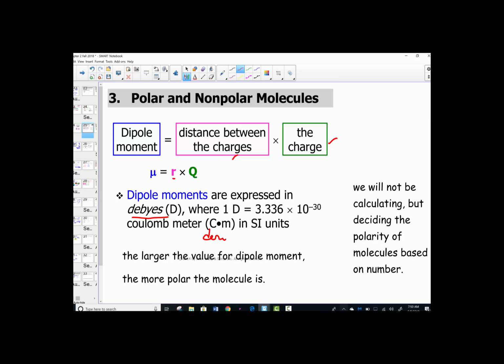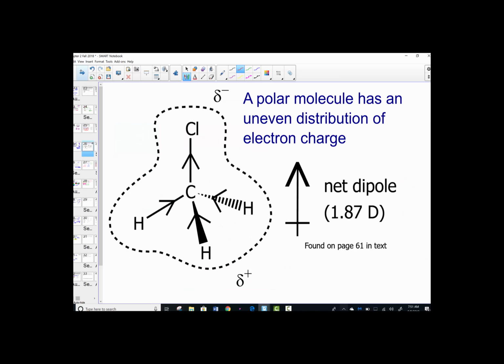What I'm telling you is I'm not going to hold you responsible for calculating a dipole moment. Take the math part right out of our text. But instead, I want us to decide the polarity based on a number. The larger the value for the dipole moment, the more polar the molecule is. So if you see a number being reported in debyes, the dipole moment unit, just look at the magnitude of the number to decide which molecule would be more polar than another, but do not worry about calculating.